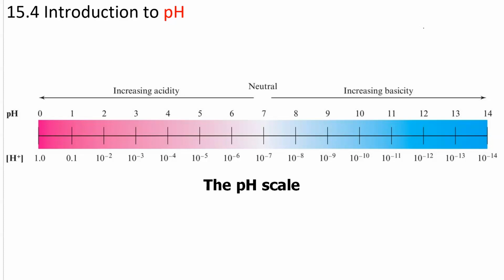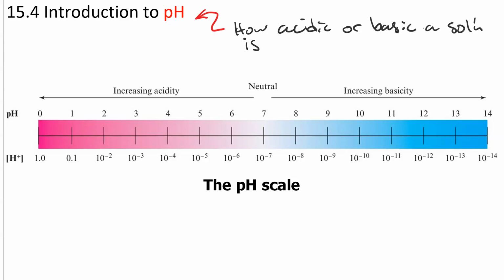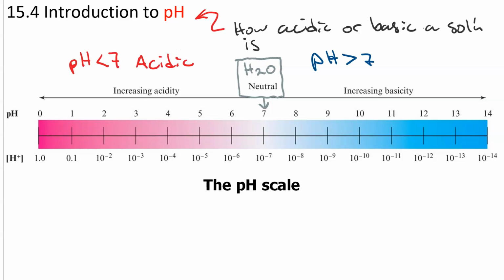Introduction to pH. pH tells you how acidic or basic a solution is. Pure water, H2O, is neutral with a pH of 7. Solutions that have a pH less than 7 are acidic. Solutions whose pH is greater than 7 are basic.